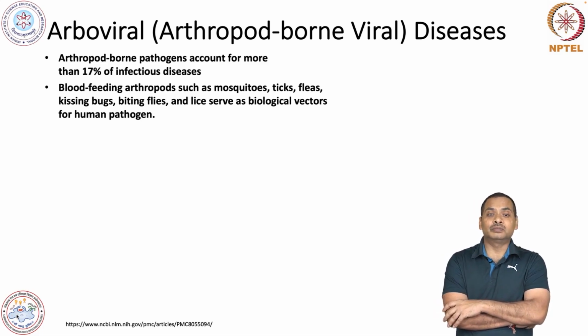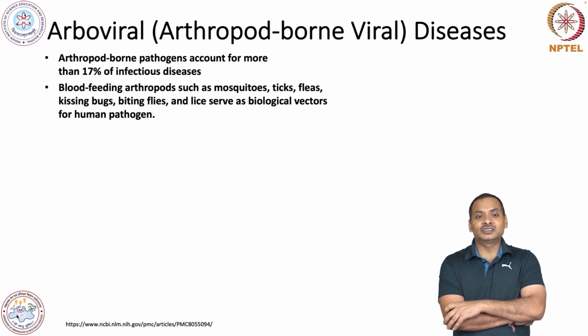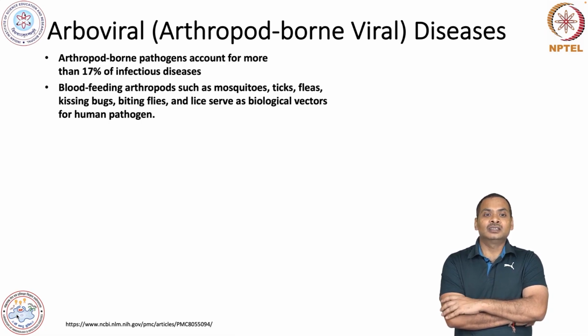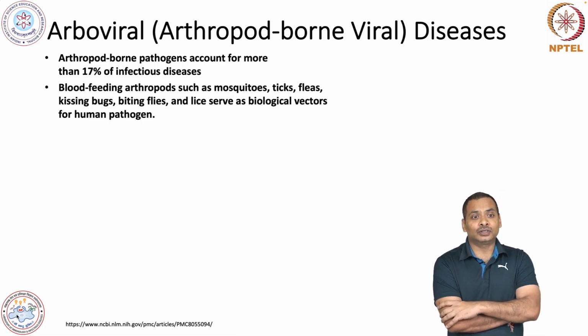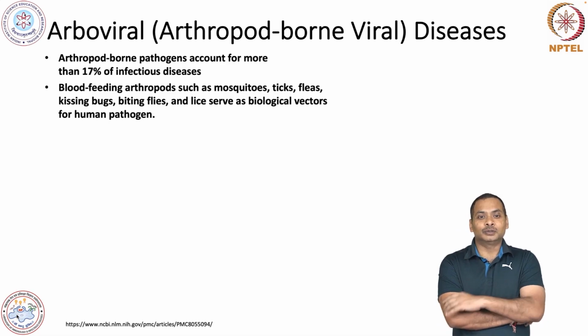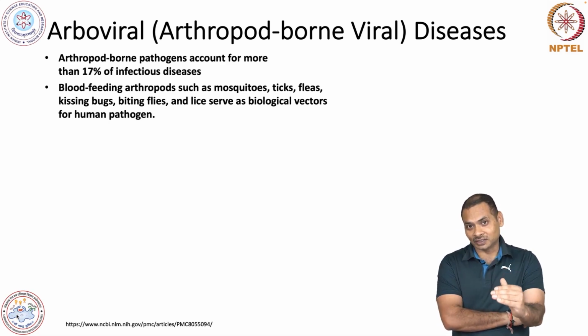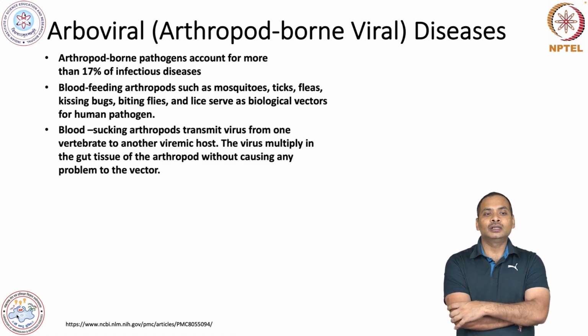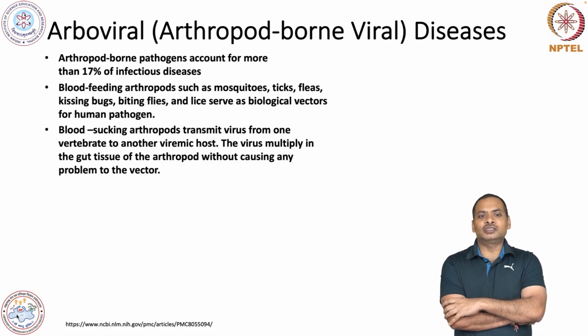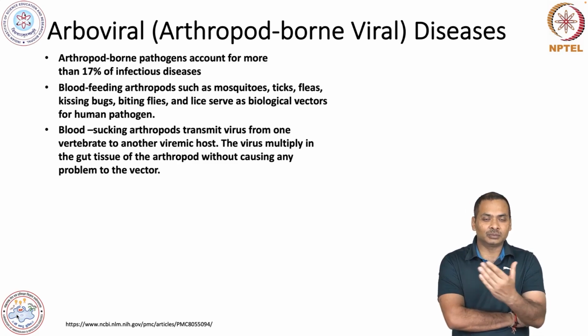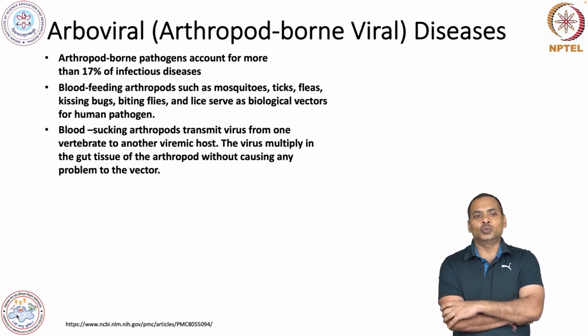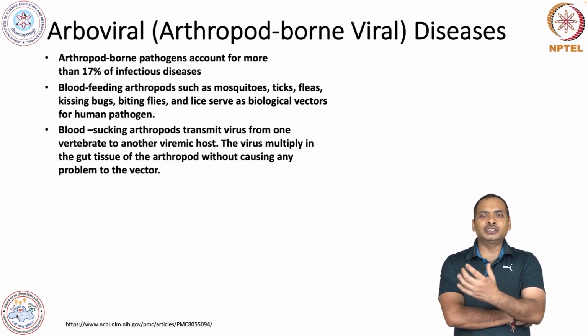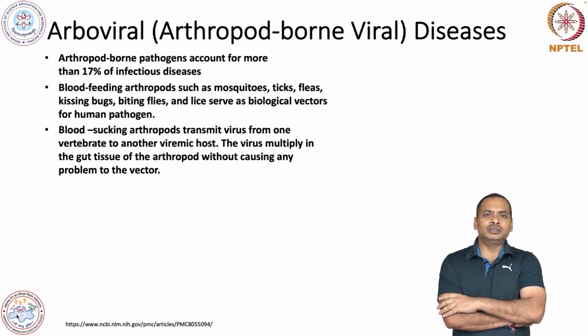Fleas, kissing bugs, biting flies, and leeches serve as biological vectors for human pathogens. Okay. So please note, it is not only for the viruses, this is for all kinds of pathogens. So these blood sucking arthropods transmit viruses. Now we are talking about the viruses. Viruses from one viremic vertebrate host to another. So they take the blood meal from a viremic individual, and then they transmit to another individual.